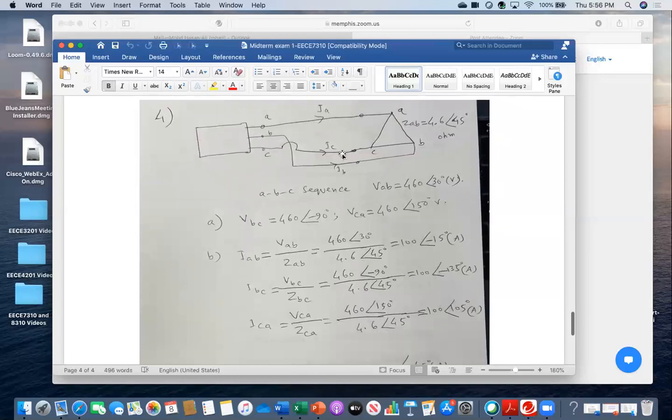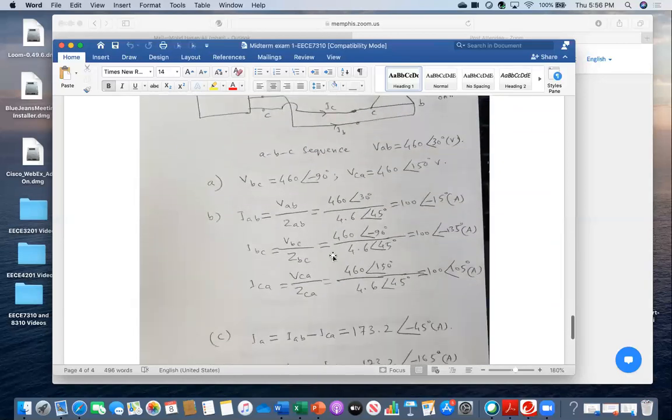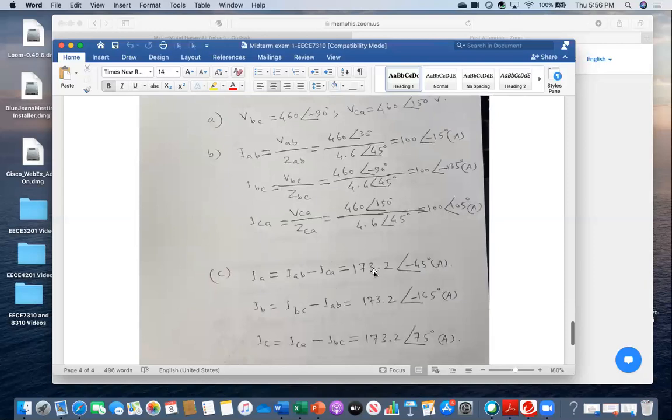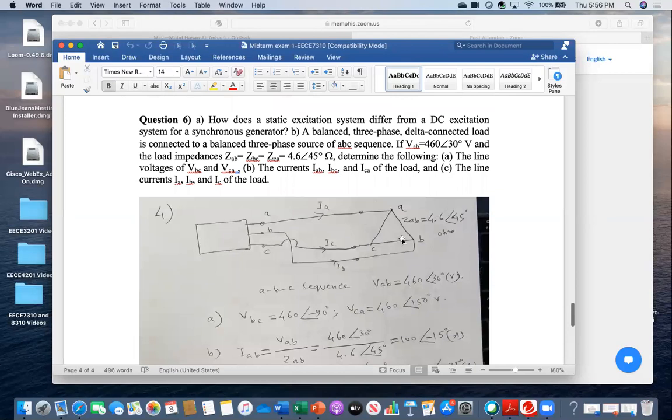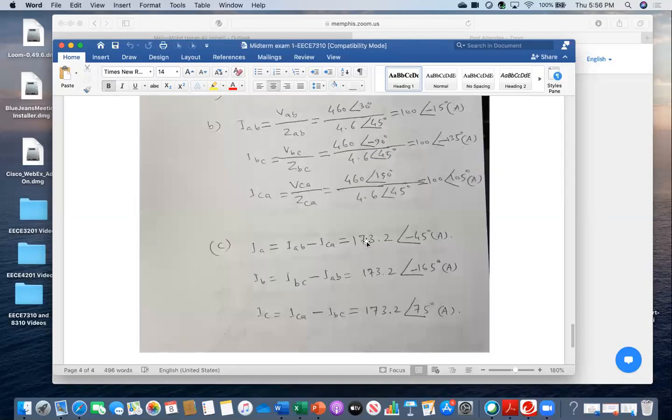Then for the line current, what is that line current? You can get the magnitude just by multiplying by √3. You know the relationship in case of delta: line current is √3 times phase current. So in terms of magnitude you will be fine, but you have to get the angle.